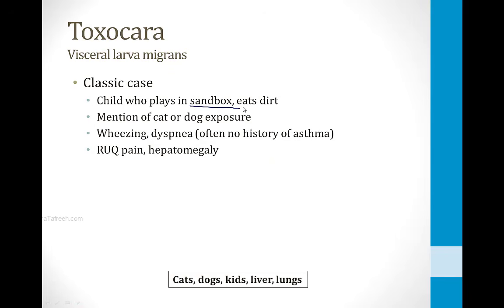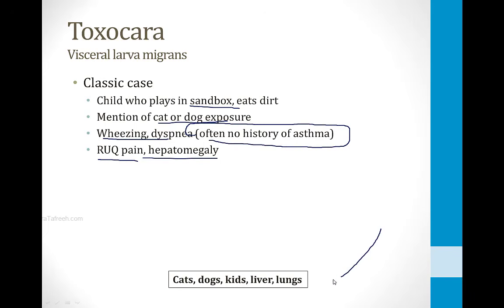eats dirt, and there's going to be mention of cat or dog exposure. There'll be wheezing or dyspnea, and this is often going to be in a child with no history of asthma, and then there's often right upper quadrant pain and hepatomegaly from the liver involvement. So the buzzwords here are to just remember cats, dogs, and kids, and liver and lungs. It almost sounds like a rock and roll lyric or something, and these 5 words together really remind me of all the things I need to know about Toxocara.